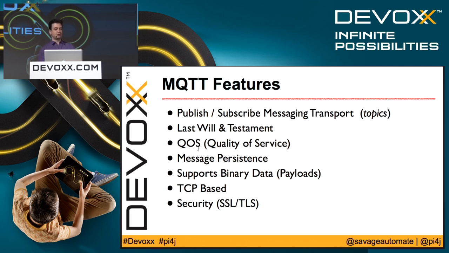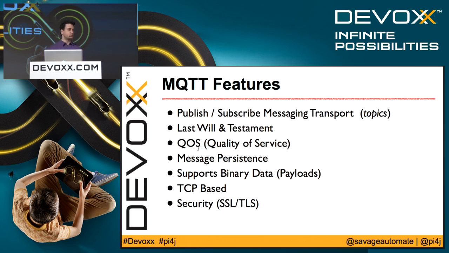The reason I chose MQTT is because it's a simple publish-subscribe messaging protocol, so I can publish messages from the sensors and then subscribe to that topic. They're called topics when you publish. I can subscribe to those topics to receive the data back.